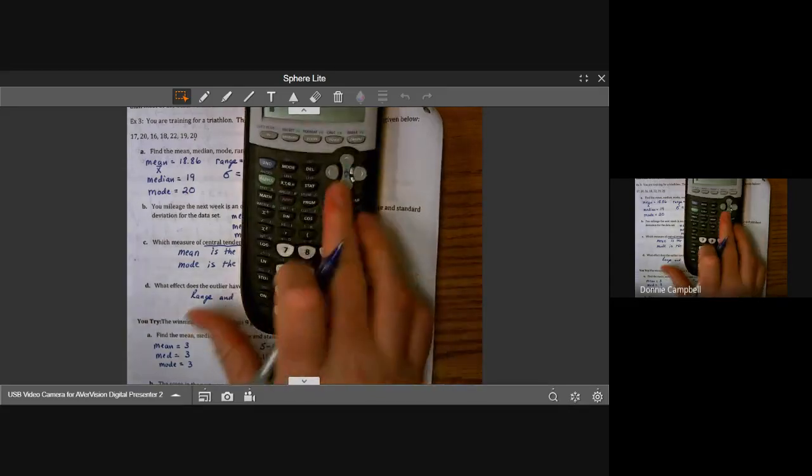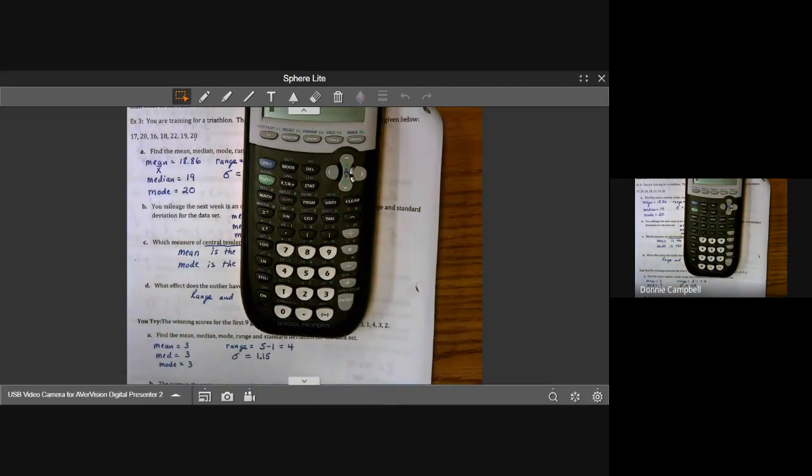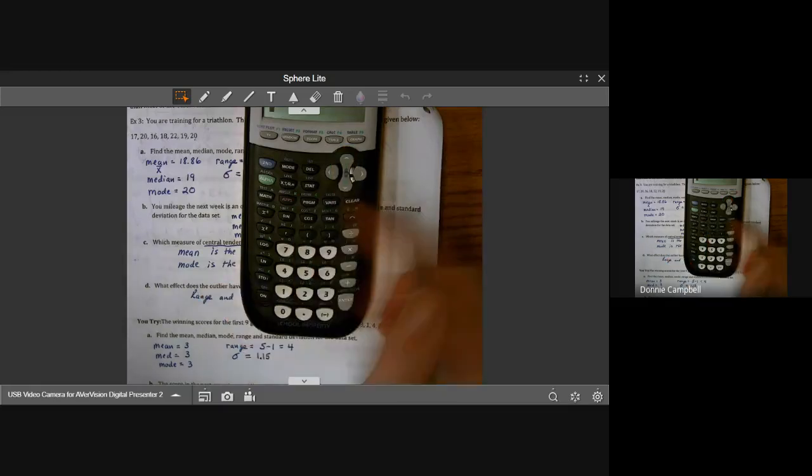Well, the range is the minimum, so it gives you the minimum value of 1. And then the maximum value is 9. So it's 9 minus 1, which is 8. So your range is 8. And then your standard deviation is up here.